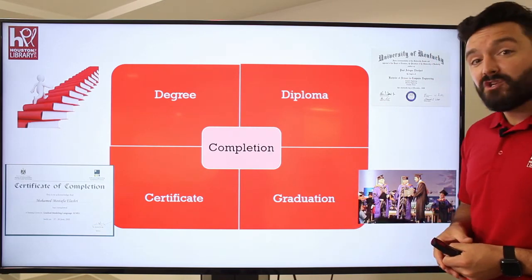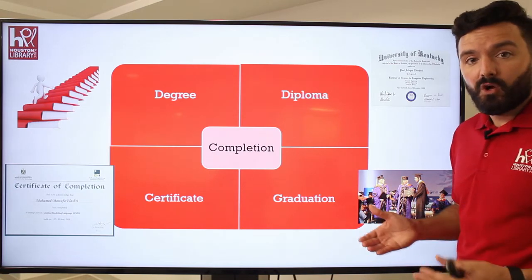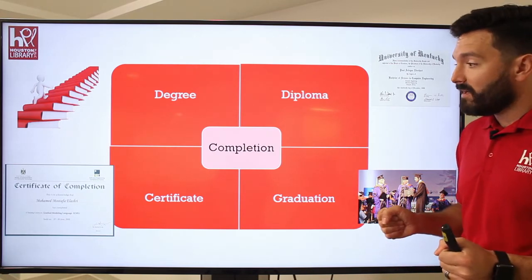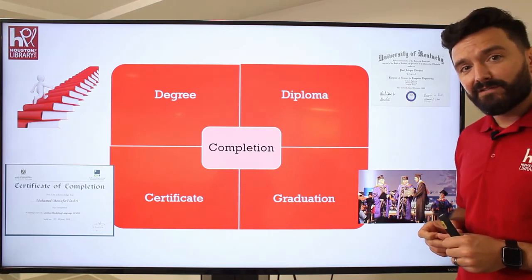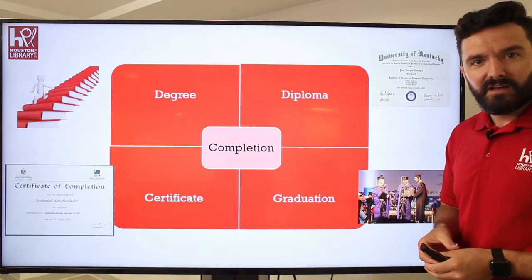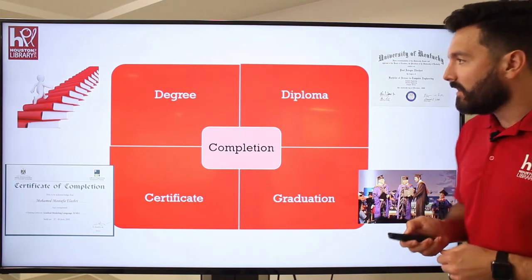And then finally, there's graduation. This is the celebration where you receive your diploma or your certificate, and you might get to wear a cap and gown. That's a lot of fun. There'll be music, perhaps, and all kinds of fun things. So graduation's a lot of fun.